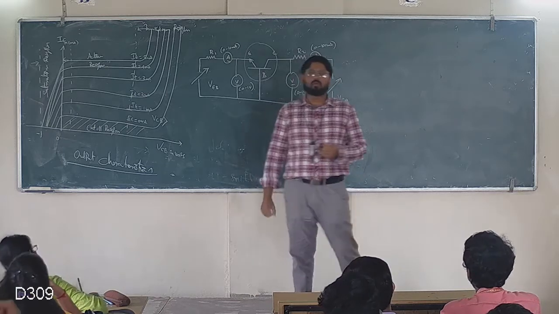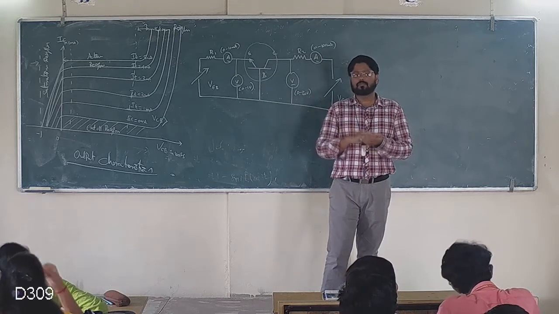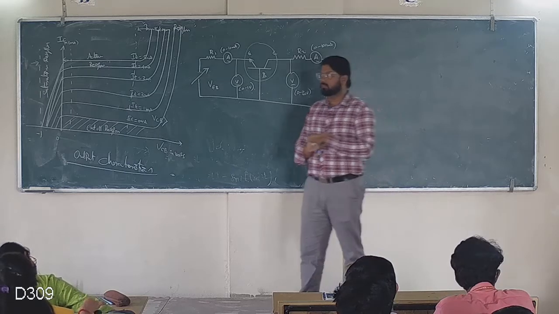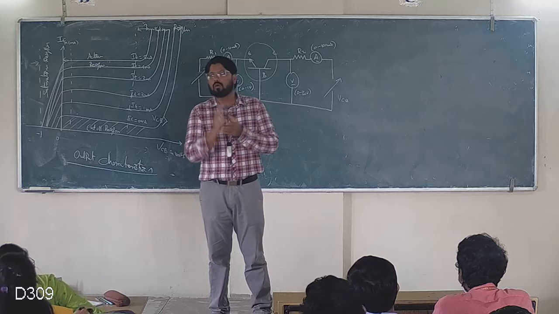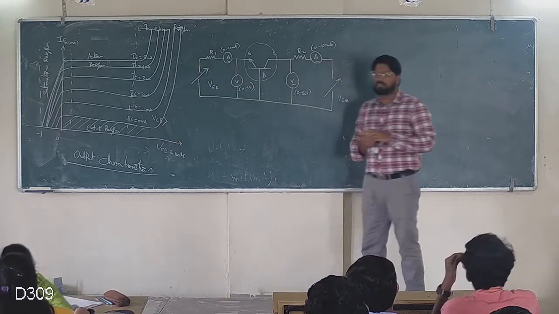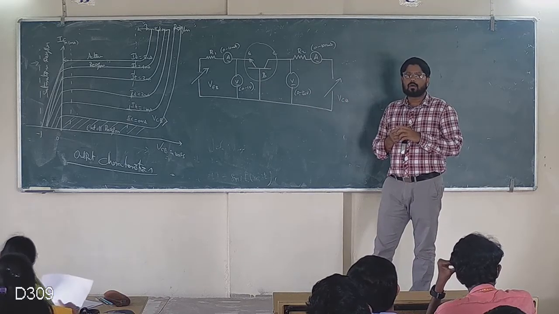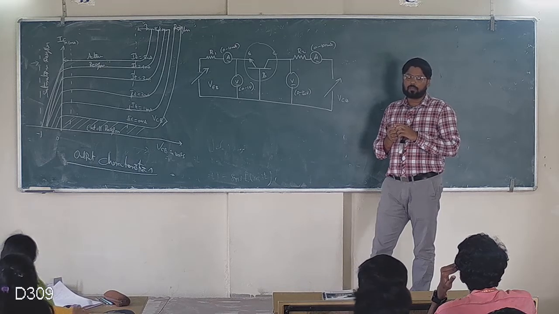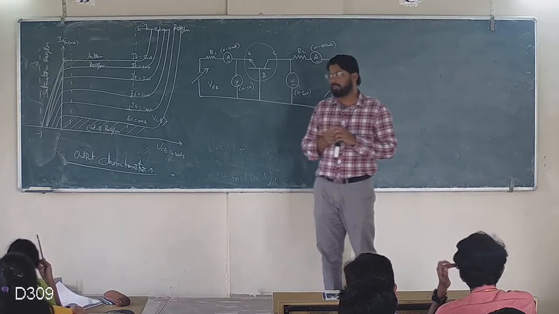Now, we'll move on to the common base configuration. Listen, last class we concluded what output characteristics are. Now, I need an answer from your side. I left this diagram incomplete. What is that? I have to mention the potential, right? That is the voltage across base to emitter and the voltage across base to collector.